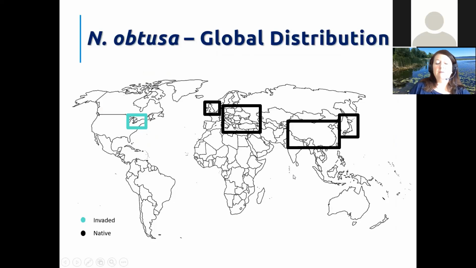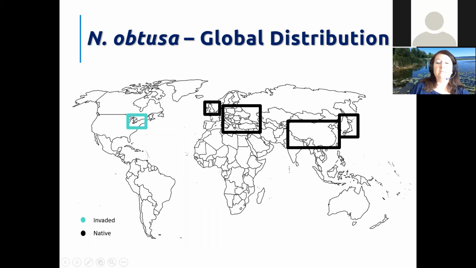Okay, so Nitellopsis obtusa is native to Eurasia, so it's native to the British Isles, through Europe, China, and Japan. And in fact, which is not uncommon with many invasive species, it is in decline in many parts of its native range. And this is of concern to those areas, particularly in the British Isles.